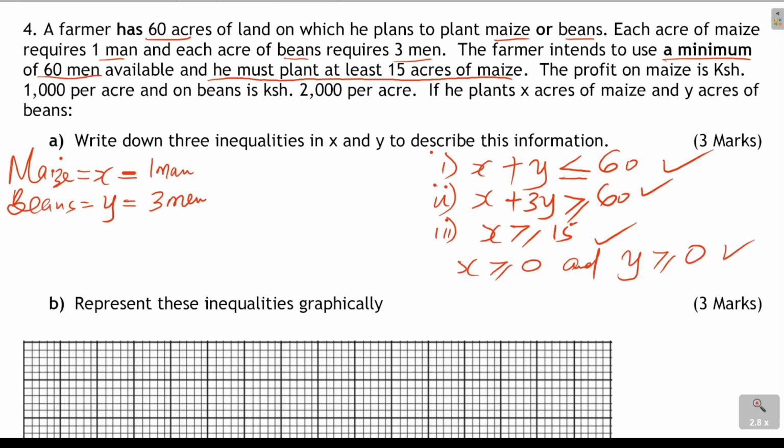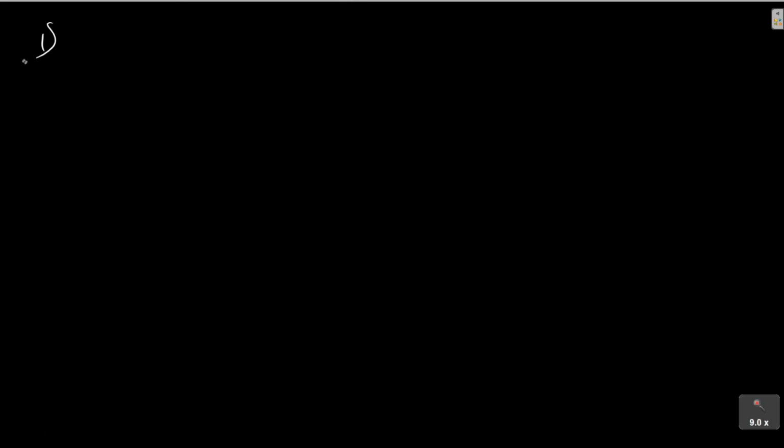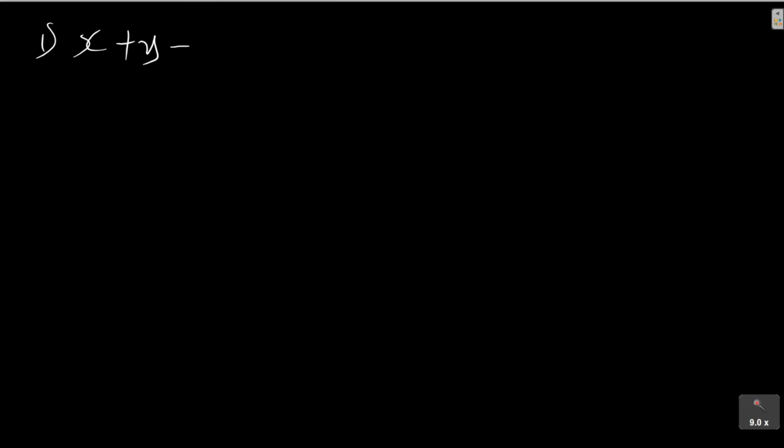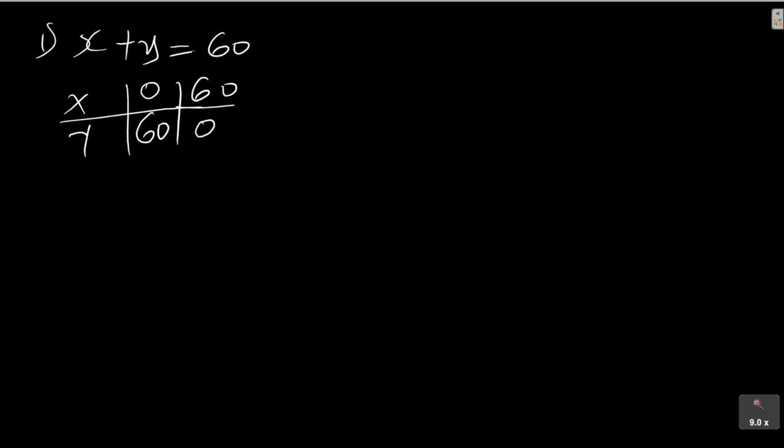So once we've done that, we can go to graphing. So part B, represent these inequalities graphically. So let's go to the first inequality, x plus y. So the first one is x plus y is less than or equal to 60. So the line that you're going to draw there is x plus y is equal to 60. We are going to draw that line. We require at least 2 points to draw that line. So let us have the 2 points. So when x is 0, you substitute in that equation, y will be 60. And then when y is 0, x will be 60. So that is the line that you're going to draw.